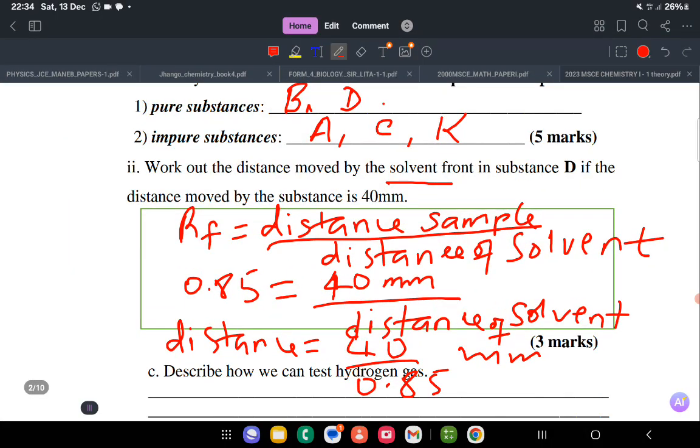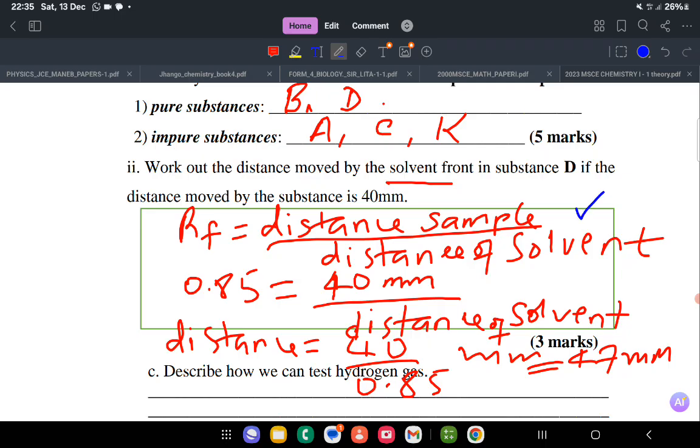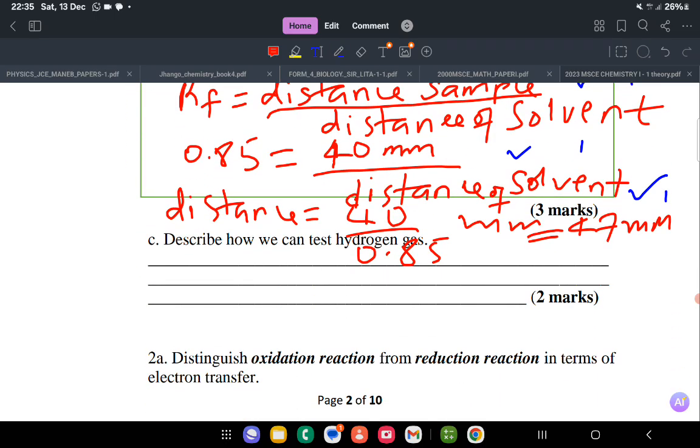Using a calculator, you should find 47 millimeters. Let's see how this kind of problem is marked. It is 3 marks. Writing the formula down is 1 mark, correct substitution is 1 mark, and the correct answer is 1 mark. So 3 marks there. I hope so far so good.